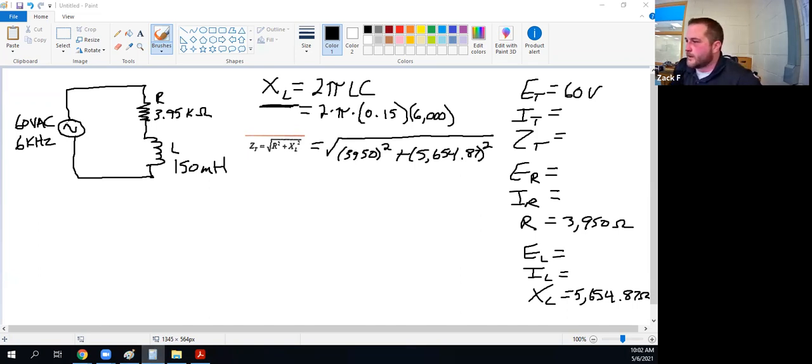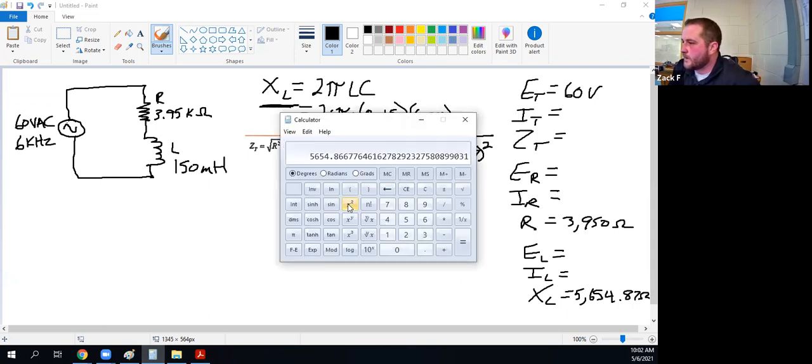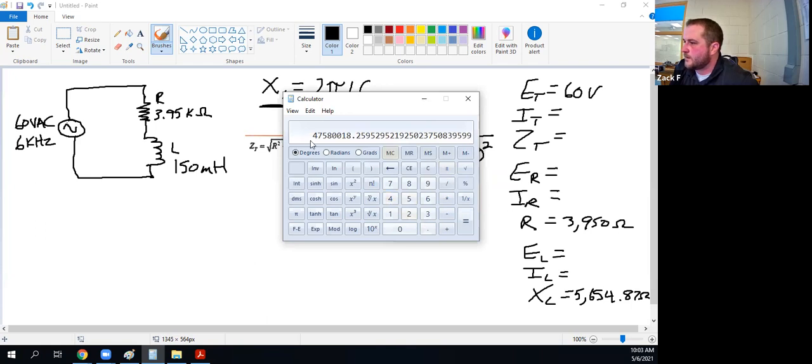So I've already got this number, 5654.87, in my calculator. I'm just going to hit squared, plus 3950 squared, equals 1.21 gigawatts. And then I square root that.